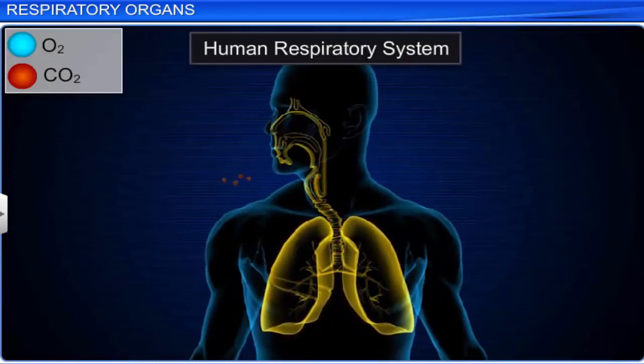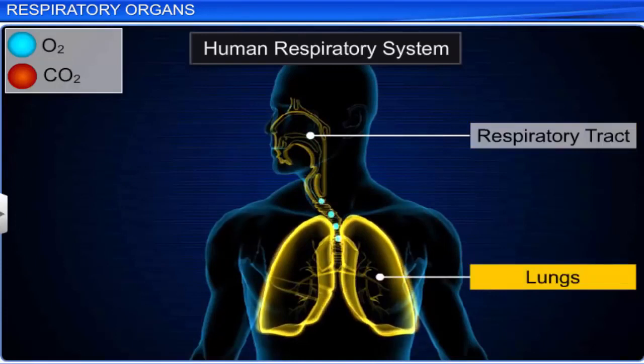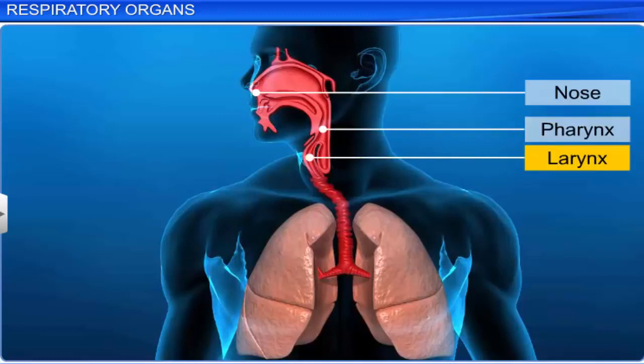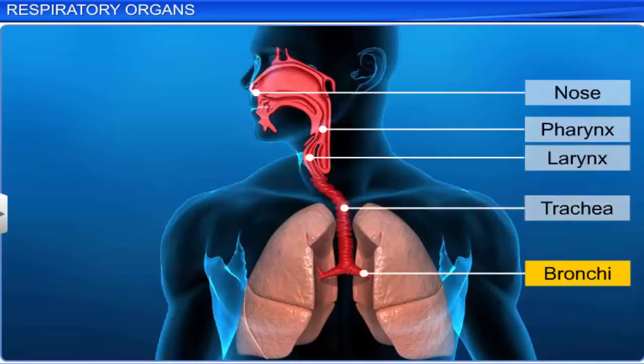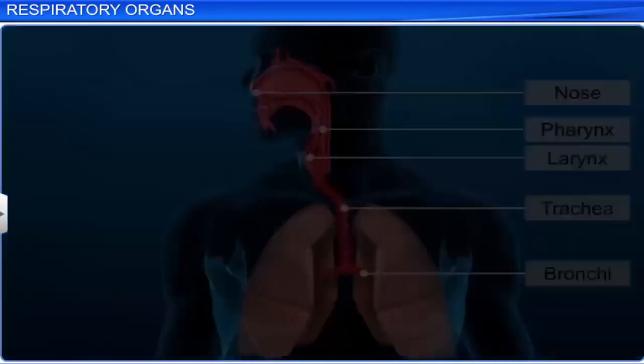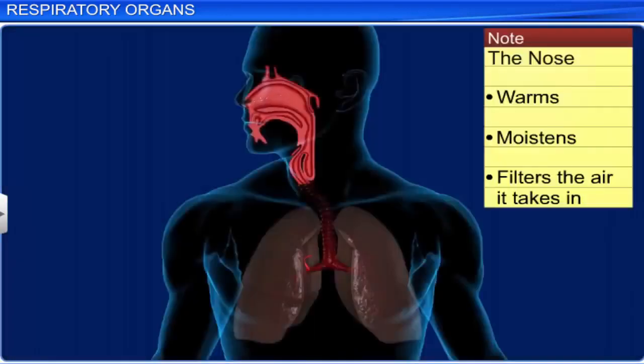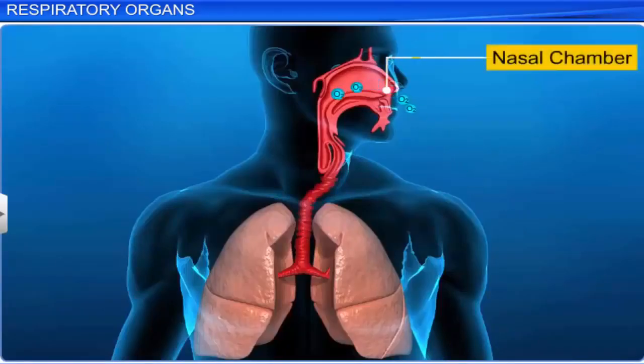In humans, it consists of respiratory organs such as the respiratory tract and lungs. The respiratory tract includes the nose, pharynx, larynx, trachea, and bronchi. The nose is made up of cartilage and bone. While inhaling, it warms, moistens, and filters air that enters the body through the nostrils. This air then passes through the nasal chamber.